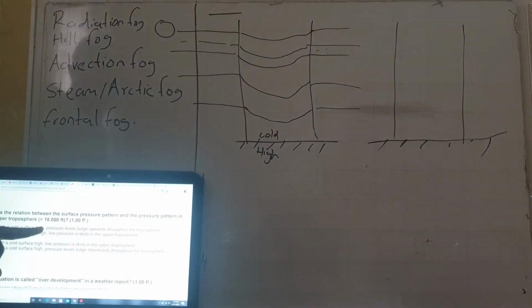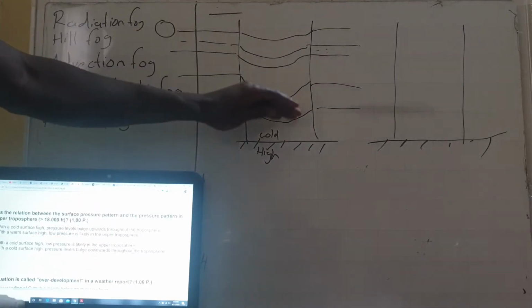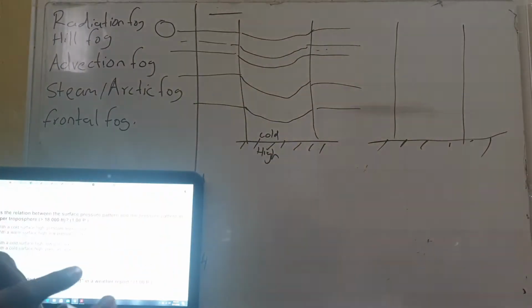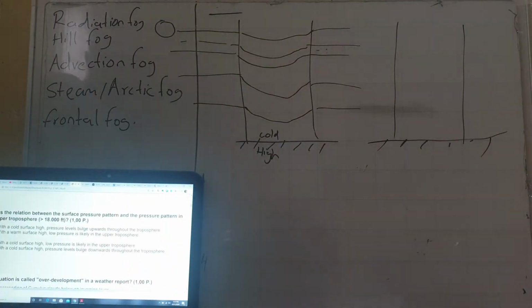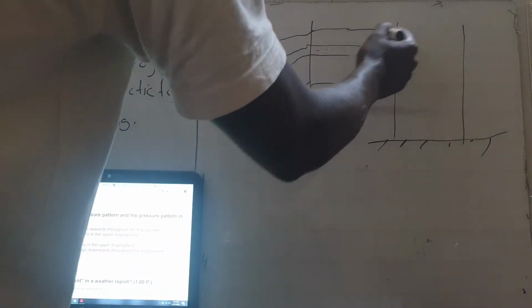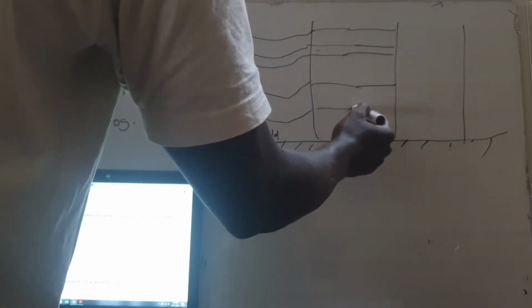So the choice is saying pressure levels bulge upwards. No, they bulge towards the cold. Cold things cause things to come like this. So that can't be correct. Then with the warm surface high, as opposed to this one, which is a cold surface high. So this is a high.